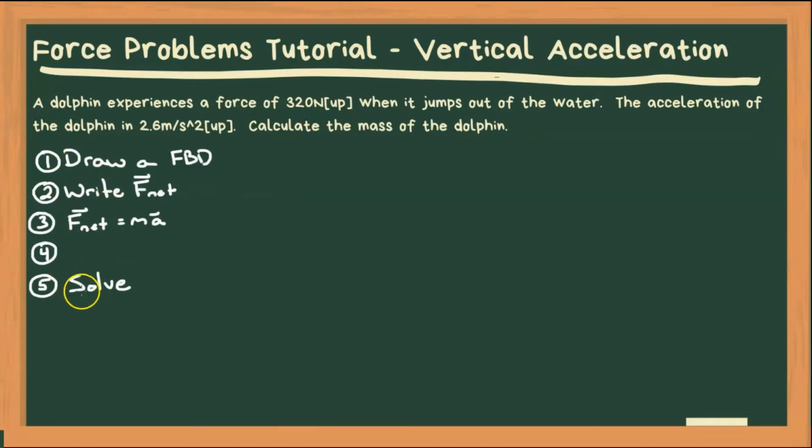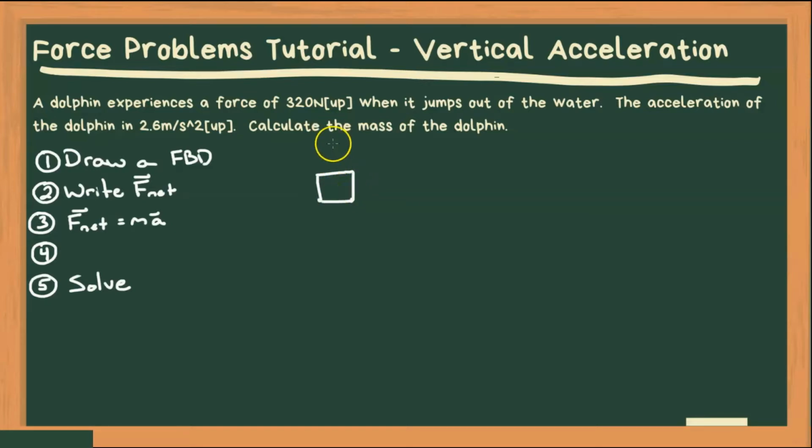Alright, so here are the steps that we used and learned in part 1 of the videos, except I've added another one. So let's go through these steps to solve this problem, and we'll see what step 4 is for this one. So here we have a dolphin that experiences a force of 320 newtons up when it jumps out of the water. The acceleration of the dolphin is 2.6 meters per second squared up, and we need to calculate the dolphin's mass. So step 1, we draw a free body diagram.